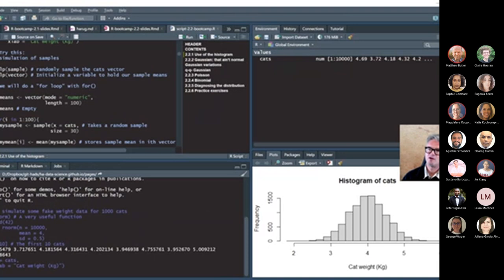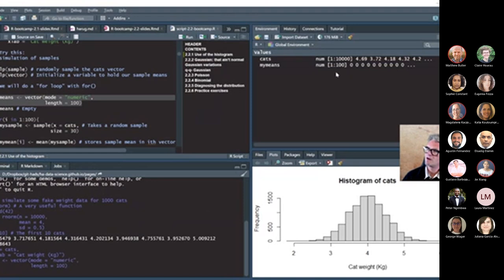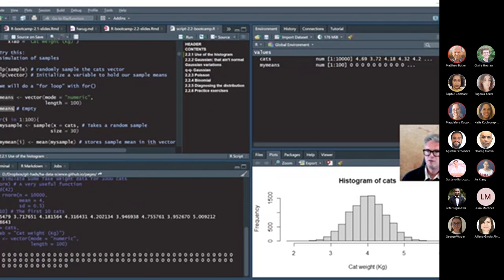So what I'm going to do is create a vector that's the mode numeric, so it's going to be a numeric vector, and I'm going to make 100 addresses, length 100, in my means 3, 2, 1. So it pops up here. By default, when you make a numeric vector, it populates it all with zeros. So it's all empty. I can just print it down in the console, 3, 2, 1, to prove it.